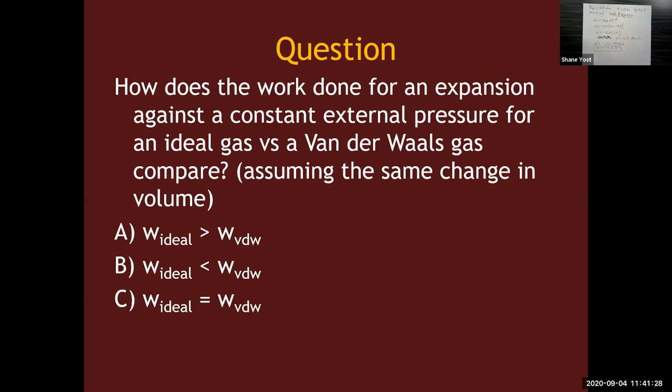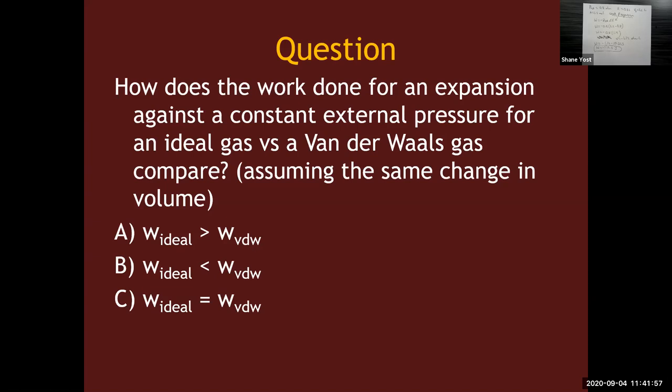And if I didn't add this, assuming the volume change is the same, one could potentially argue that if the pressure of the van der Waals gas and the ideal gas is the same, then their volume changes have to be different, and it could be less than or greater than. And actually, for the van der Waals gas, we don't know if it would be A or B unless we were told whether the compression factor is less than one or greater than one at these given temperature and pressure conditions.